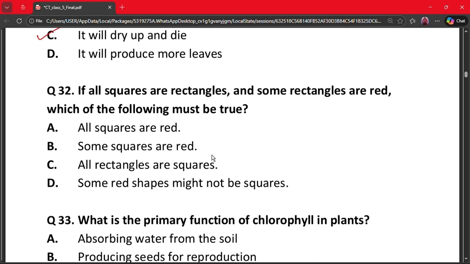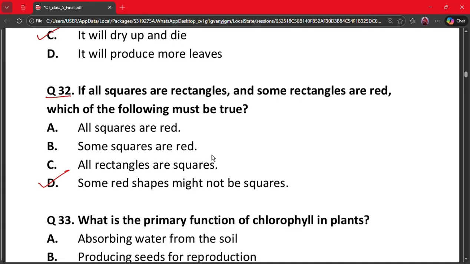Our next question is question number 32. If all squares are rectangles and some rectangles are red, which of the following must be true? A. All squares are red. B. Some squares are red. C. All rectangles are squares. And D. Some red shapes might not be squares. So here the correct answer is option D.